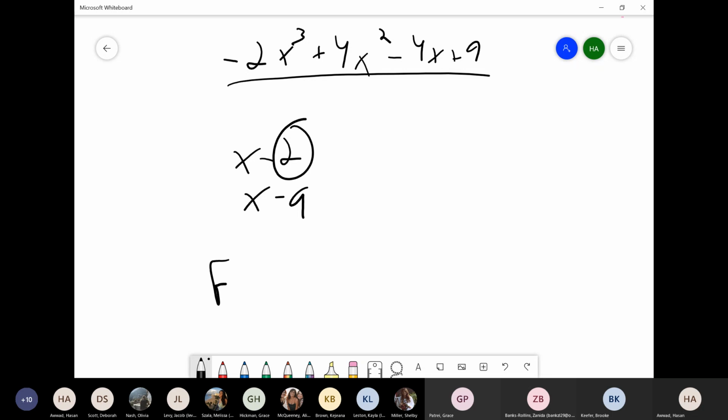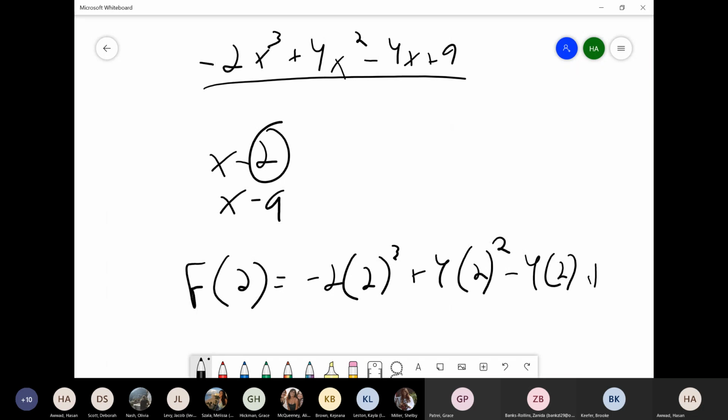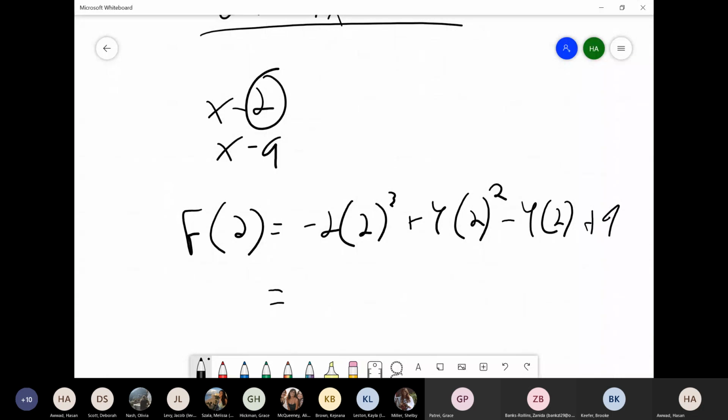So we have f of 2, and we're plugging in 2 wherever there's an x. So we have negative 2 times 2 cubed plus 4 times 2 squared minus 4 times 2 plus 9. All right, let's go ahead and do some simplifications together.